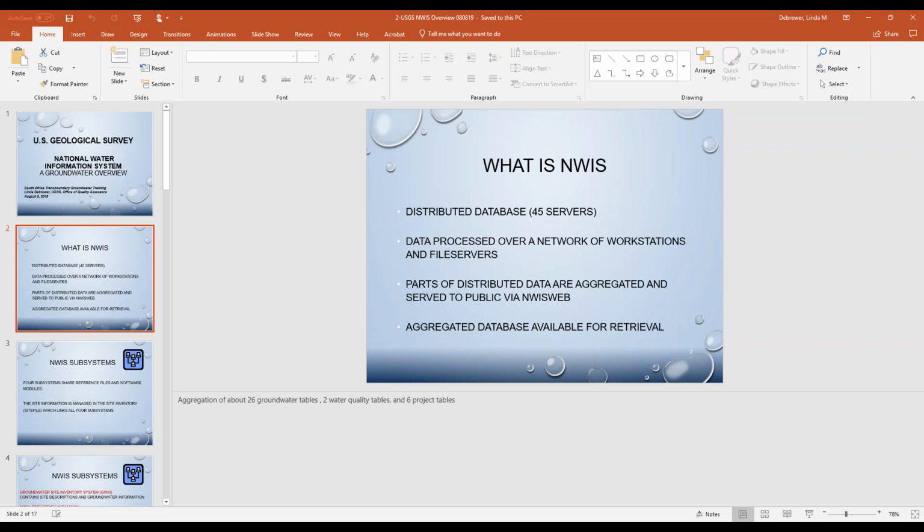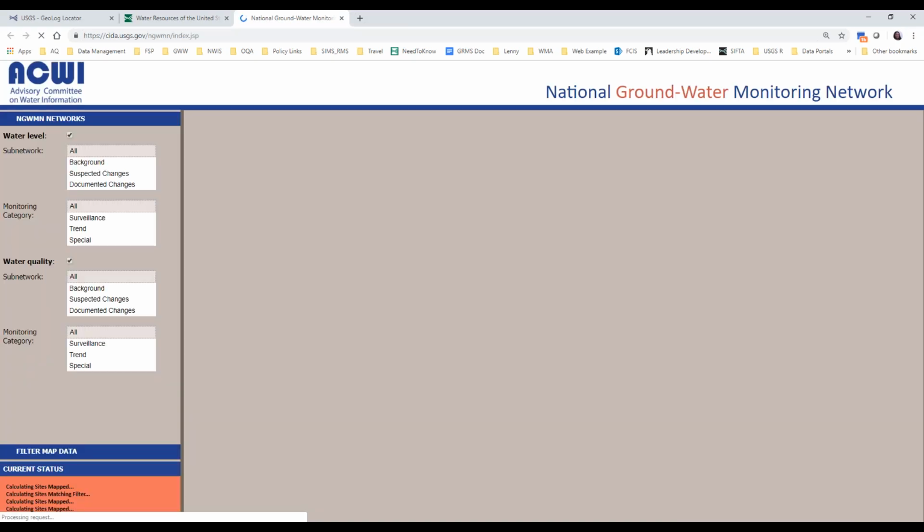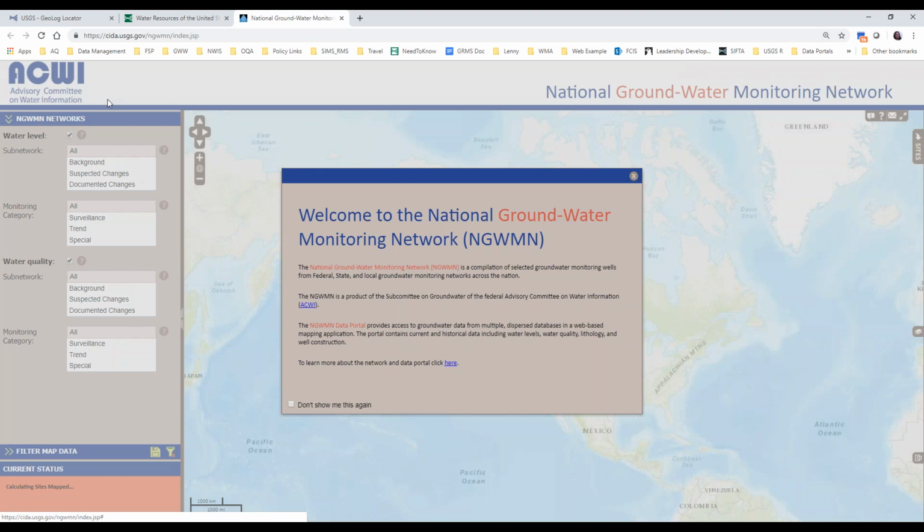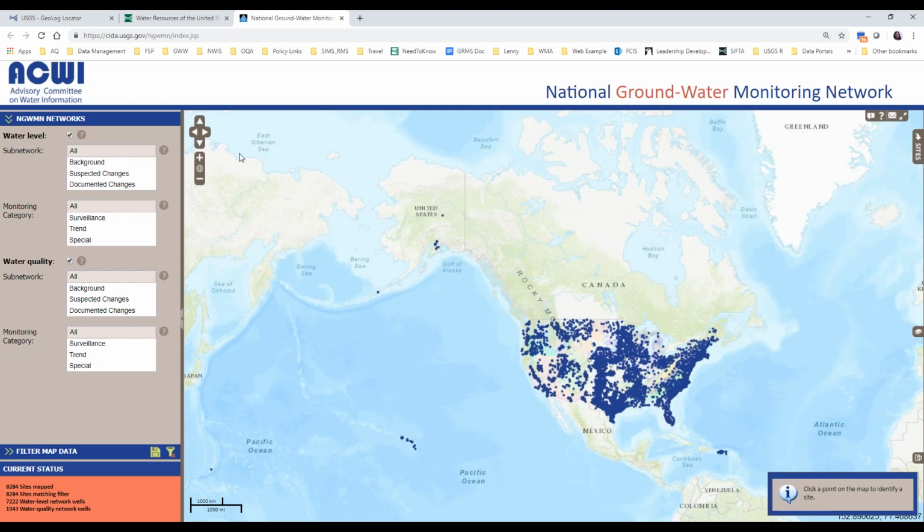One of the networks that we do have, another lesson learned, is the National Groundwater Monitoring Network. That is a network that USGS, along with other data providers, have collaboratively created a database. And we don't always collect data the same way across all these different data providers. So it's hard to meld USGS data with state cooperator data because we collect different information.